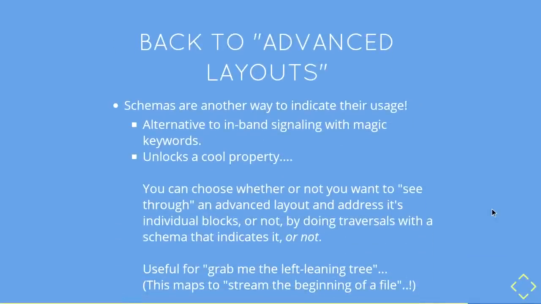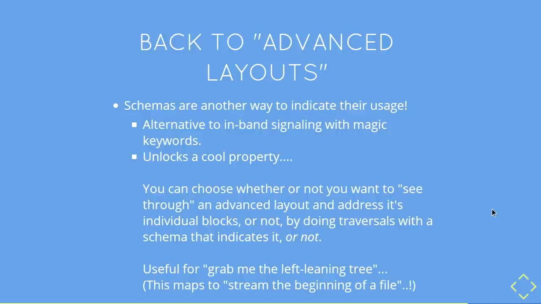You can choose whether or not you want to see through an advanced layout and address its individual blocks, by taking those traversal libraries, those hypergeneric things that were built over Node. You can do a traversal with no schema, in which case you're going to see all of the raw blocks of the advanced layout. Or you can do the same traversal but with a schema that identifies that advanced layout. Then you're going to be able to take a single path segment and skip through however many layers of sharded map that was. Being able to choose between these two things lets you do really cool things algorithmically.